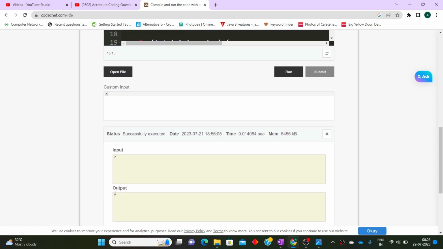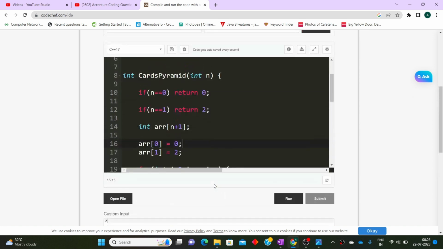Okay, so here you can see that output is coming as 7. This is our expected output. So I hope now the entire question, approach and solution is clear to you.